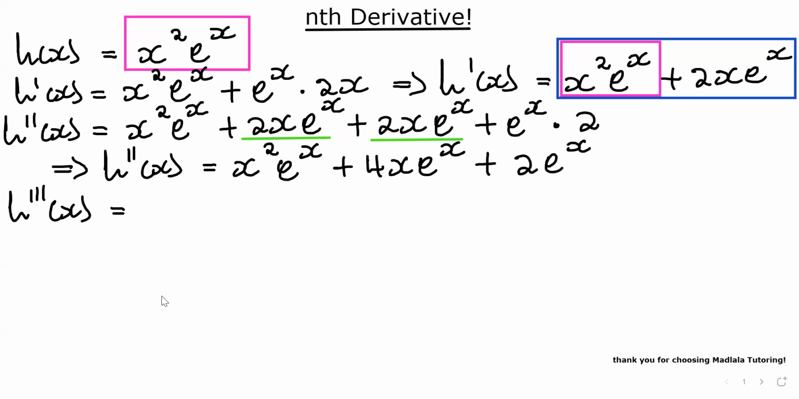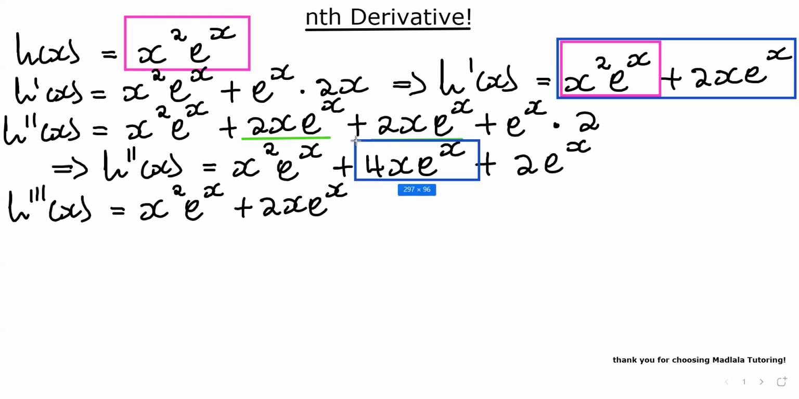And once again, we can see that the derivative of this part is just going to be exactly this. So we don't bother ourselves. We just write it as it is. So it's x squared e to the x, and then we say 2x e to the x. Okay, fine. So now we come back and differentiate the second part of the second derivative, all right?